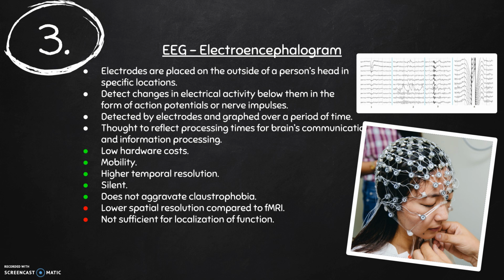The best thing about the EEG is that the hardware costs are significantly lower than the previously discussed option. It also allows for mobility. You can move around and do studies about movement. It also enables a higher temporal resolution. Furthermore, it's silent, so it's better to use when studying responses to auditory stimuli. And it doesn't aggravate claustrophobia. However, it has lower spatial resolution compared to the fMRI, and it's not sufficient for localization of function because it detects an uncountable number of neurons on the surface of the skull.